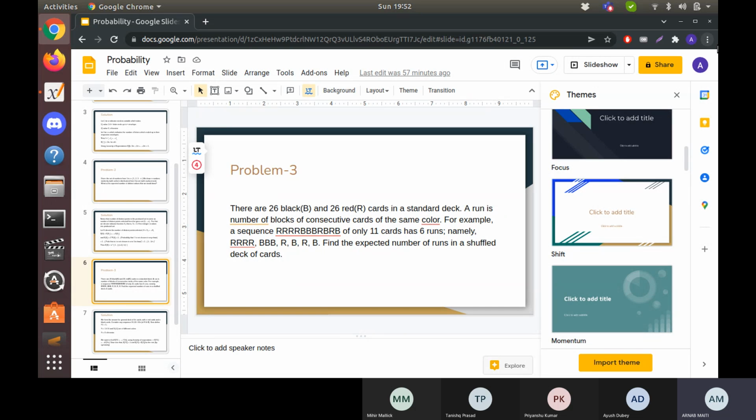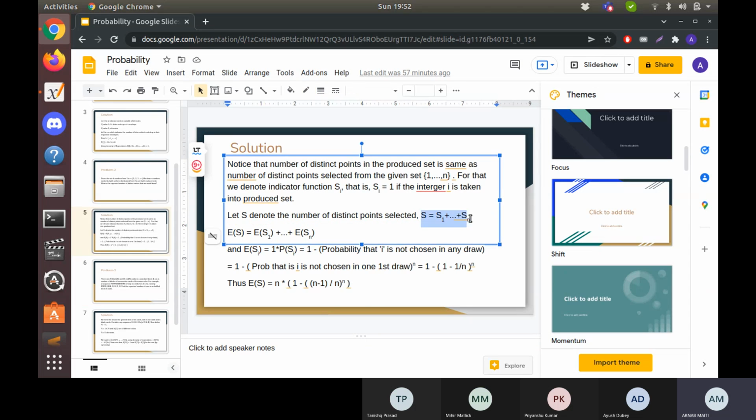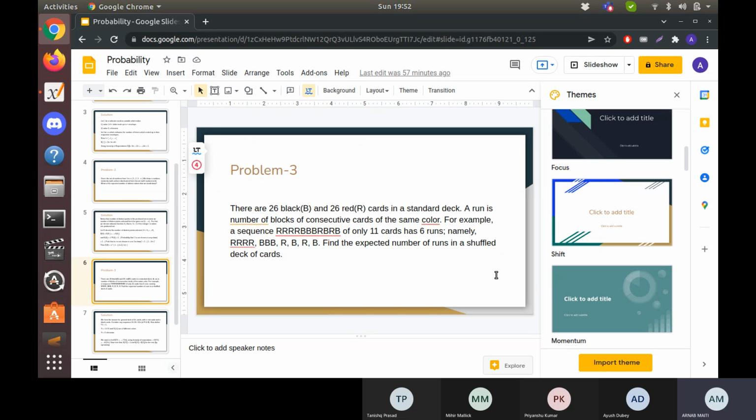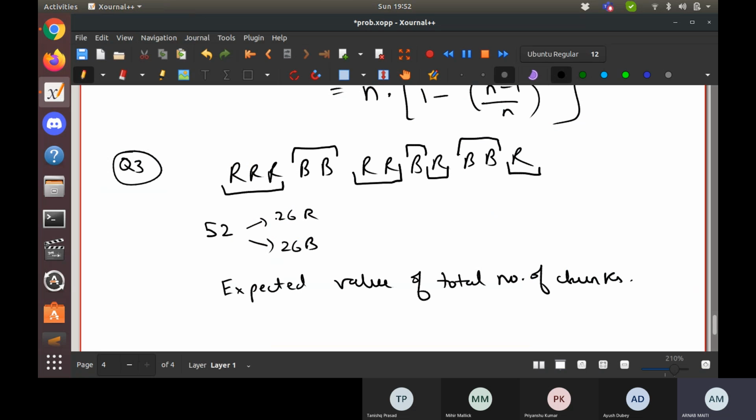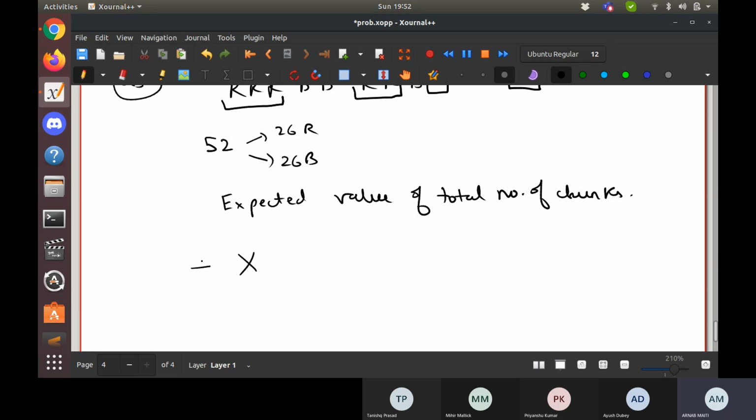Maybe not solving the problem, but can someone at least think about how we can construct this kind of equation? Say your random variable is, say, S, denoting the total number of chunks. So what can you do, how can you split it up? That's the main question actually. From there on, it's very easy.